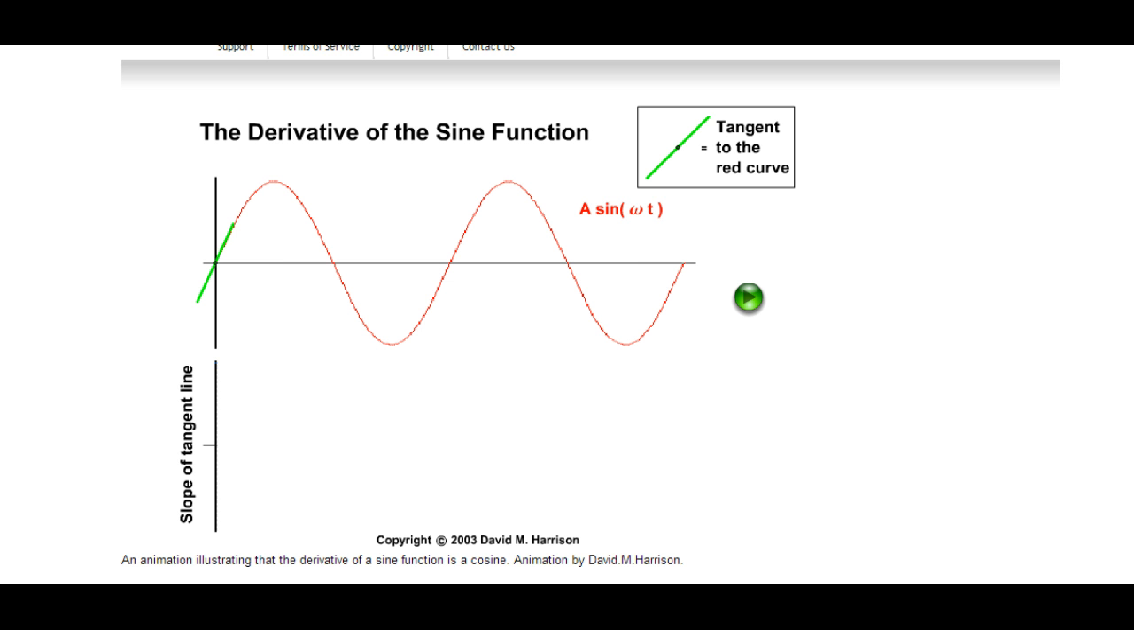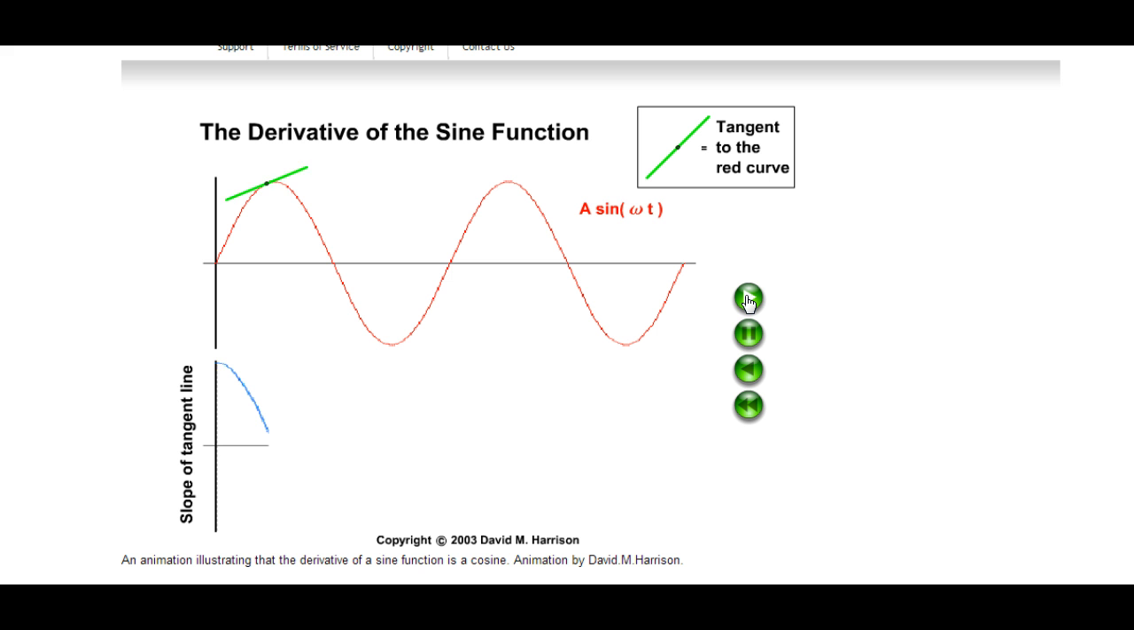This is the derivative of the sine function. So we have the sine function, right? It's the sine function, 0 and pi over 2 and pi and 3 pi over 2, 2 pi, and so on. So we have two periods here, right? And the green line here is the tangent line, and this graph here is going to be the slope of the tangent line. So let's push play and see what happens.